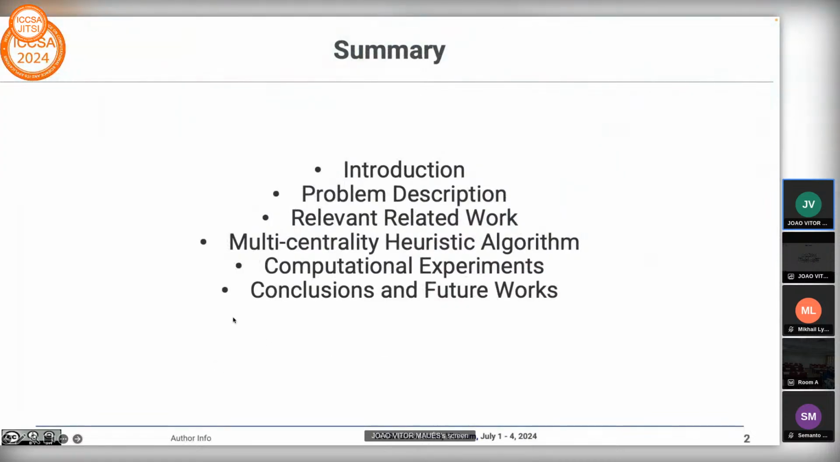This work is divided into the introduction with a brief motivation, and then I will talk about the problem description, then following with the relevant related work, and then I will talk about the multi-centrality heuristic algorithms that we propose in this work. And then I will talk about our computational experiments and then conclusion and future works.